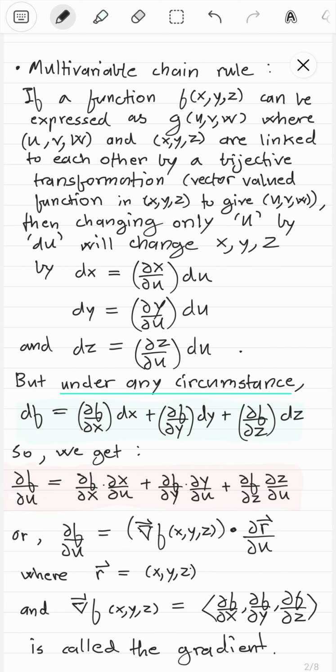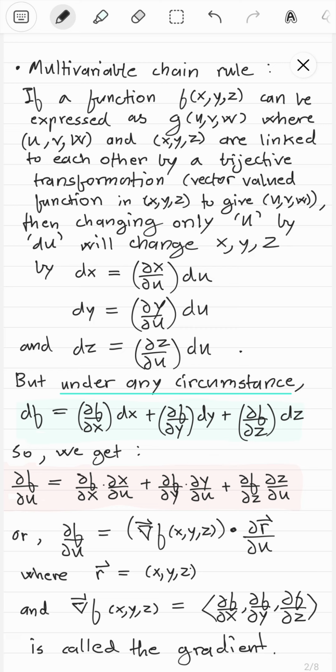Multivariable chain rule. So if a function f of x y z can be expressed as g of u v w, so this function is expressible in some other free variables. So for example, you have the Cartesian coordinates, then you can go to the spherical coordinates, and those would be our u v w, right? So instead of u v w, you just have r, theta, and phi. And then the thing is, u v w and x y z should be linked by a bijective transformation. So for example, the Cartesian coordinates and the spherical coordinates are linked by a transformation that is bijective. So you can go from one way to the other, right?